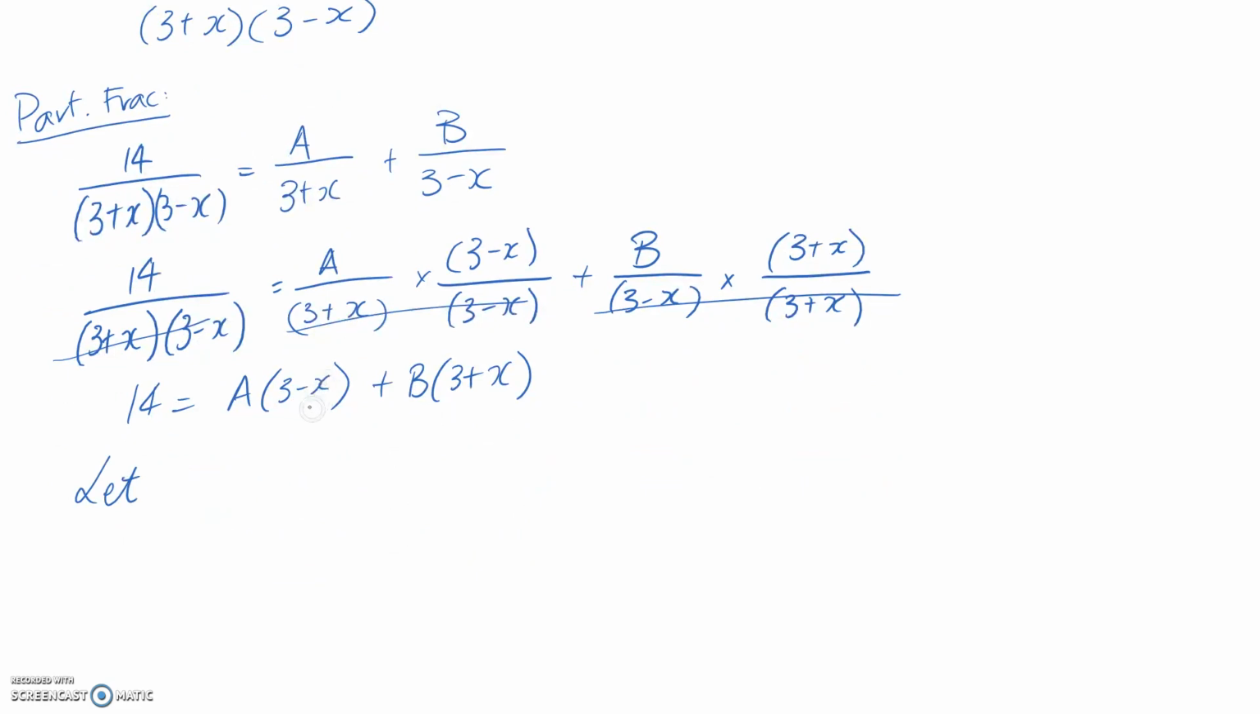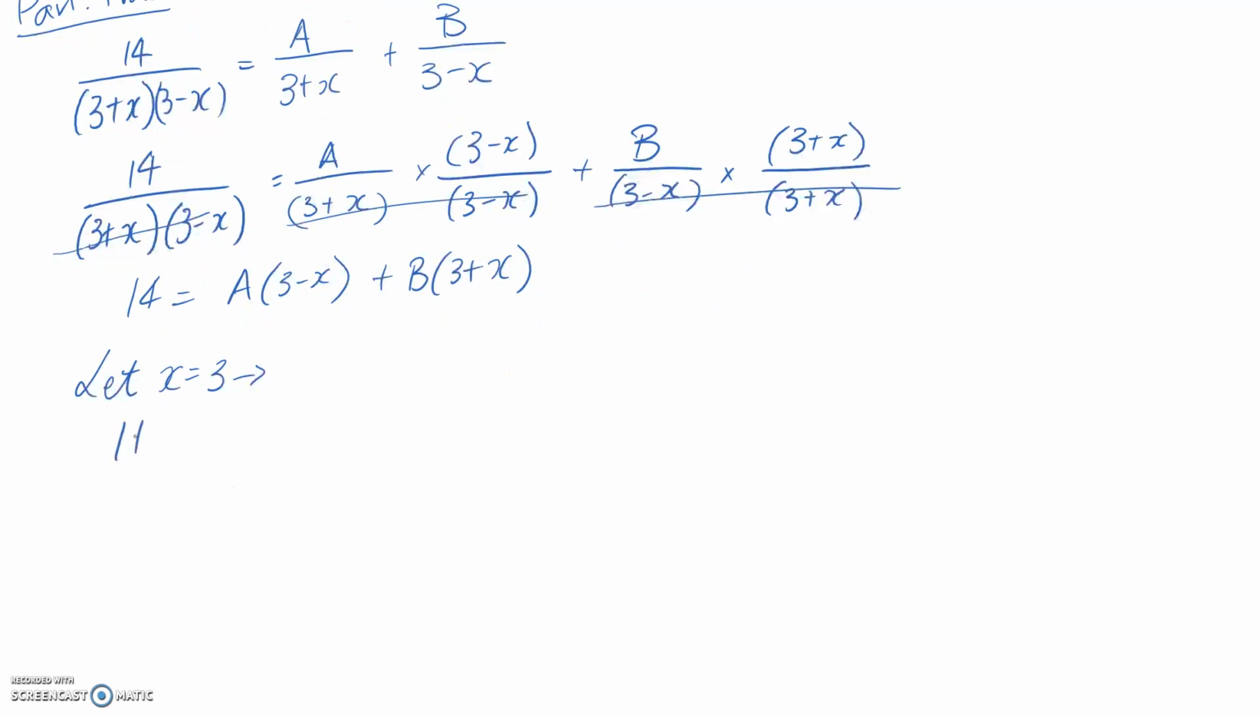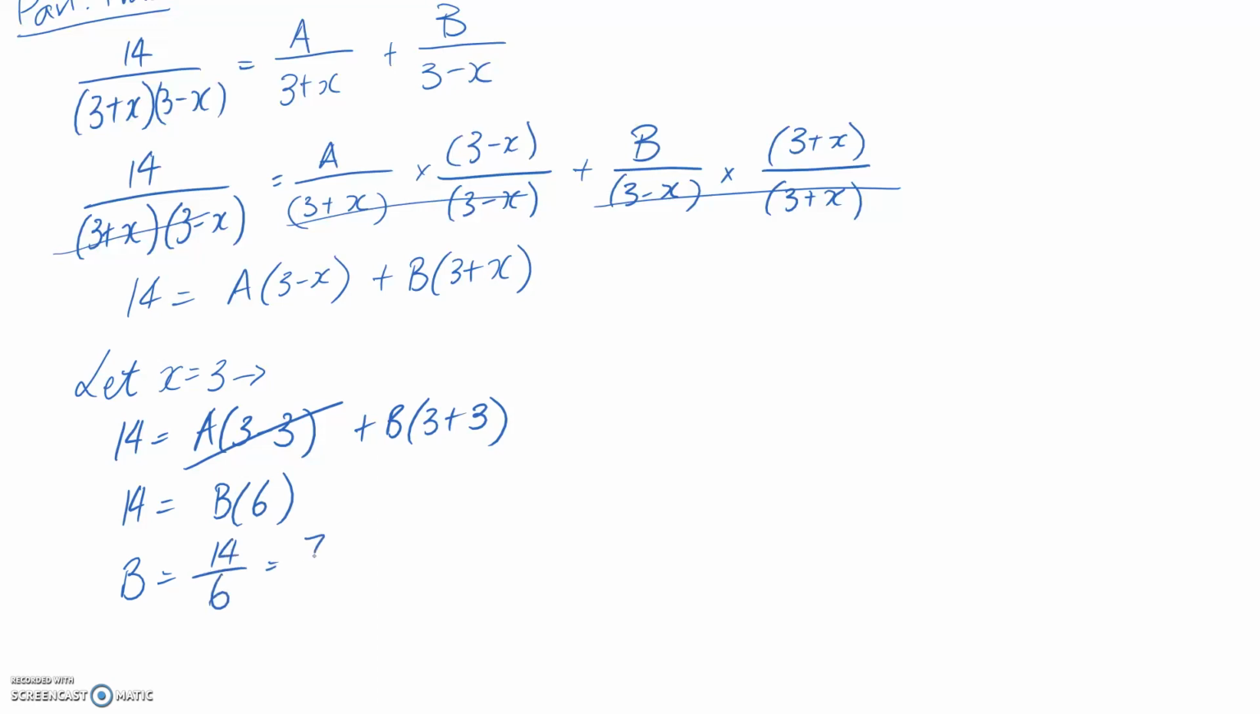So if I pick x is equal to 3, what's going to happen is that we're going to get essentially a times 0. So it's going to drop out of the equation and I should be able to just get b on its own. So let's substitute that in. So 3, this is going to be minus 3, so that all goes away. And this is going to be 3 plus 3. So we're going to get 14 equals b times 6. So b on its own would be 14 divided by 6, or if you cancel the fractions down, an equivalent one would be 7 on 3.